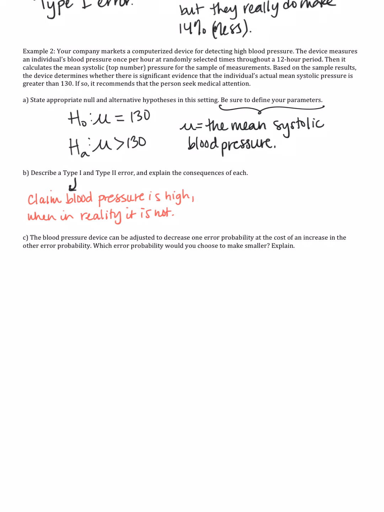All right, let's talk about a type 2 error. A type 2 error is we fail to reject the null. So we claim blood pressure is normal, but in reality, it's high.